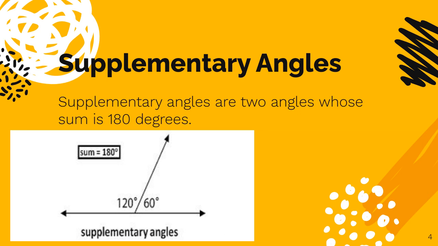So now for supplementary. Supplementary angles are two angles whose sum is 180 degrees. So I have a straight line. A straight line has 180 degrees, and I can see that the straight line is divided into two angles. I have one angle that is 120 degrees and another angle that is 60 degrees. And if I do 120 plus 60, that gives me 180. So that tells me that they are supplementary angles.